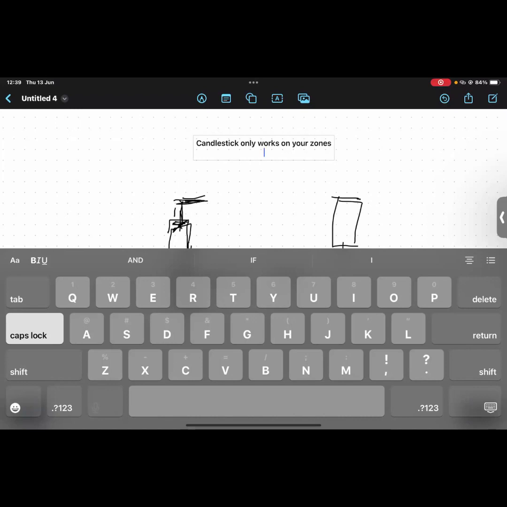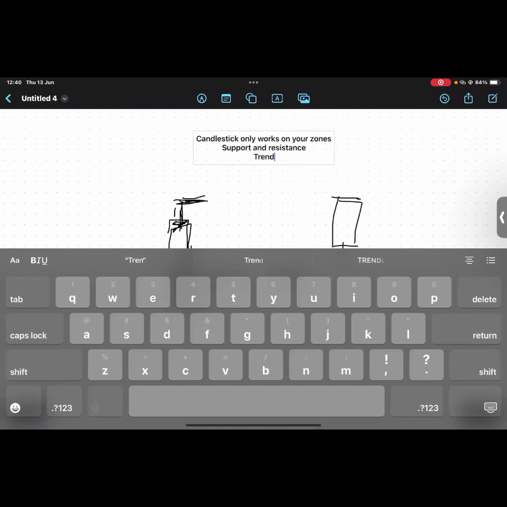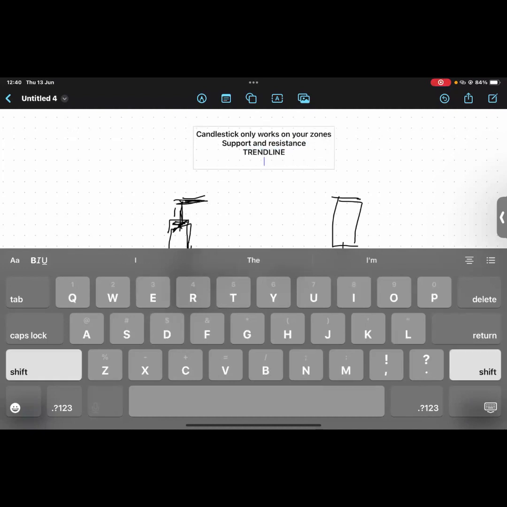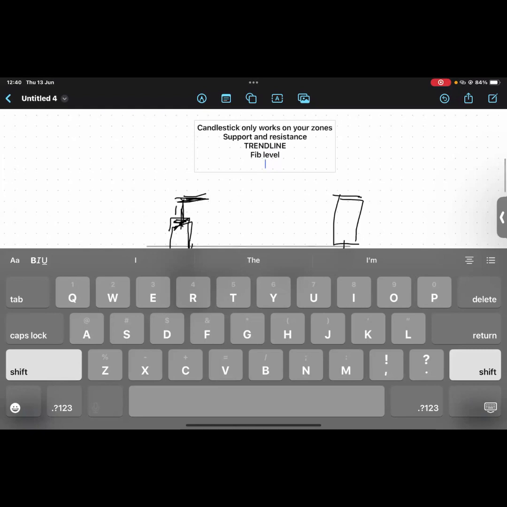Your zones, support and resistance, are your zones. I told you zones are any area of your chart that price reacts from. You have support and resistance. You have trend line, your trend line is also your zone. You have fib level. Understand? These are the important zones for price action that we take note of. So candlestick only works on your zone. If you don't see a candlestick on your zone, it's invalid.